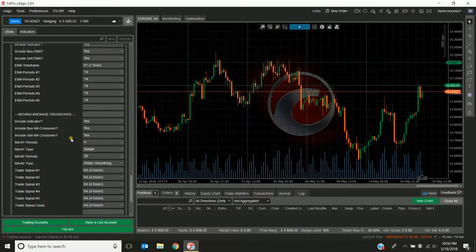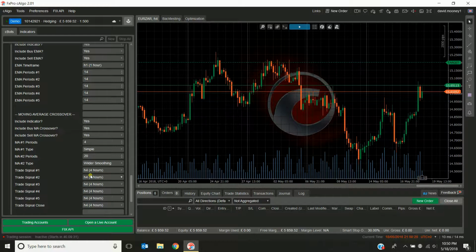The MA number 1 and MA number 2 and their related periods I mentioned earlier. Moving down here, MA number 1 is the signal indicator, which is the more active of the two, meaning that this is the line that will cause the crossover and cause trades to enter.